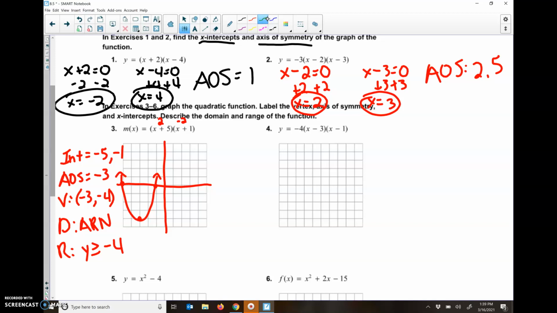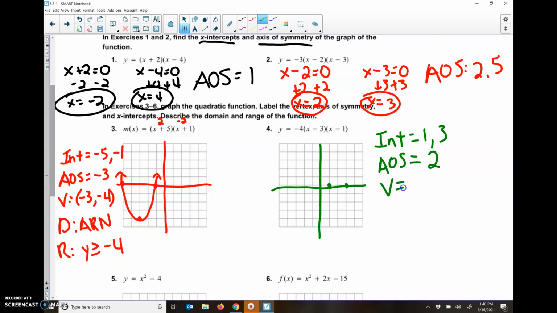So let's look at number 4. So same thing. Let's find our intercepts. I'm doing my graph here. So 3 to the right and 1 to the right. So that means my intercepts are 1 and 3. My axis of symmetry is exactly in the middle between my two intercepts. So right in the middle between 1 and 3 is 2. Or again, if we take the average, 1 plus 3 is 4. 4 divided by 2 is 2.